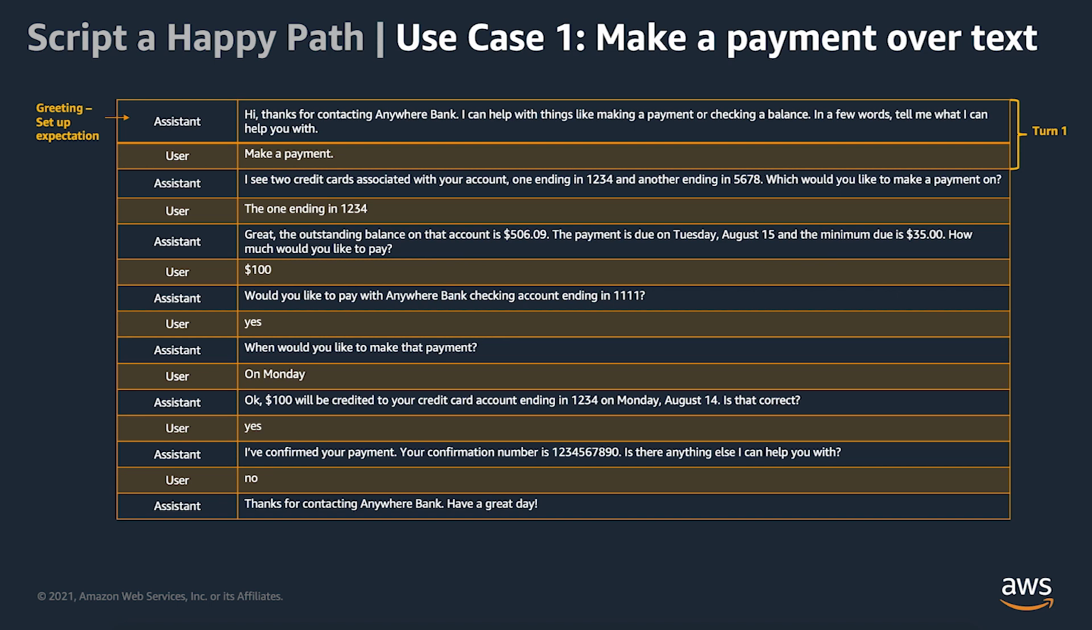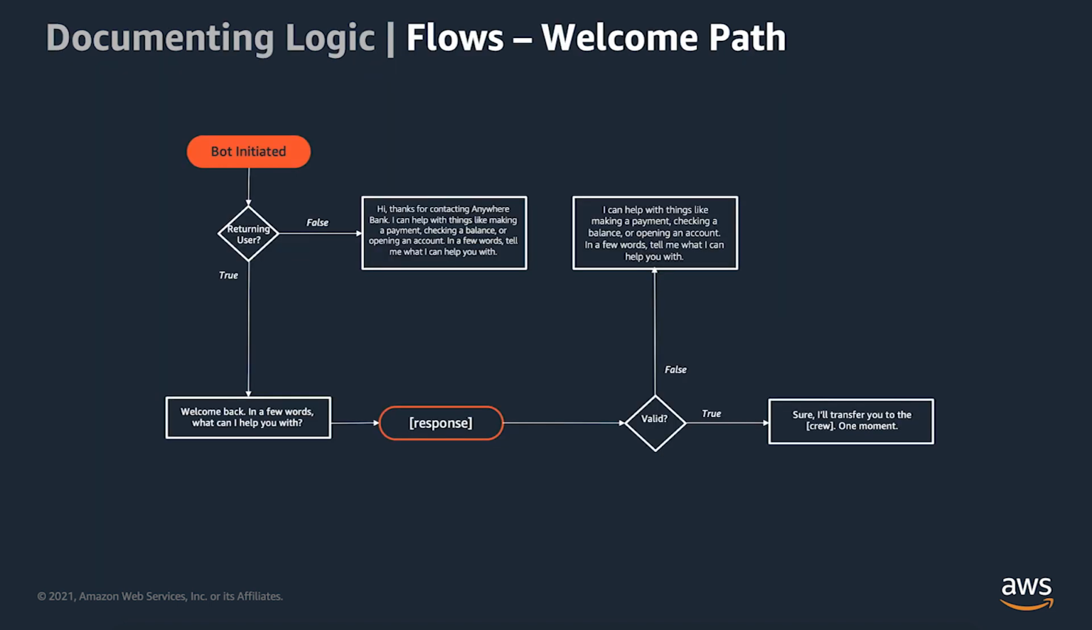Once we have our happy path, then we want to convert this into a logical flow that Amazon Lex will be able to understand. So one of the ways that we do that is by documenting the conversational flow. This includes not only what the bot says, but also any logic checks that may happen behind the scenes that the user doesn't know about to make sure that we're communicating to the developer explicitly what we want to happen. So for example, in this flow, we have the bot initiated. We check, are they a returning user or not? If they are a new user, we give them the full menu prompt.